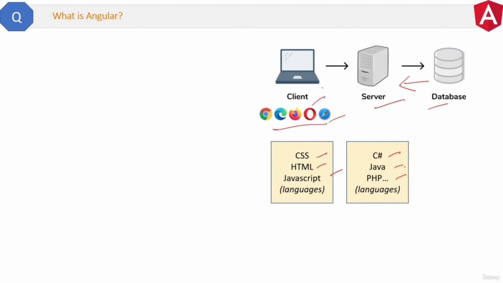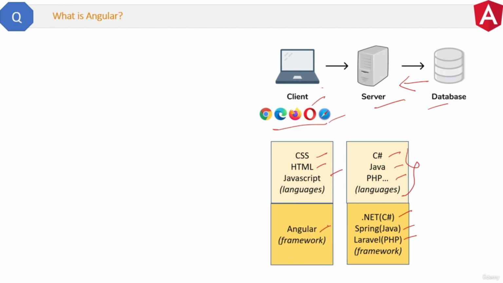Now for building large and structured web applications, we need frameworks around these languages. For example, in server-side case, we have .NET Framework for C Sharp, Spring for Java and Laravel for PHP language. Similarly, at client side, we have Angular Framework. Why do we need a framework for client side? Because nowadays client side code is increasing and increasing. So we need a framework to structure the client side code also.